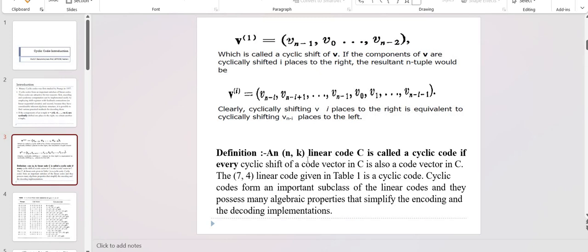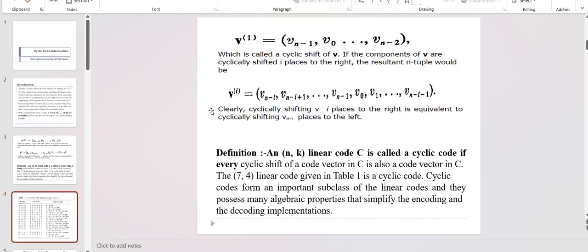So the definition is this: an (n, k) linear code C is called a cyclic code if every cyclic shift of a code vector is also a code vector in C.